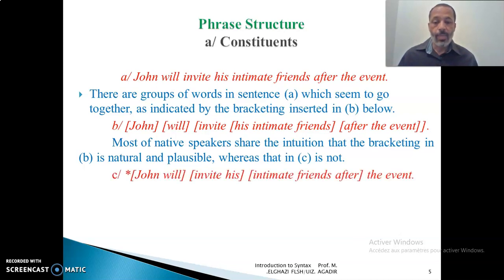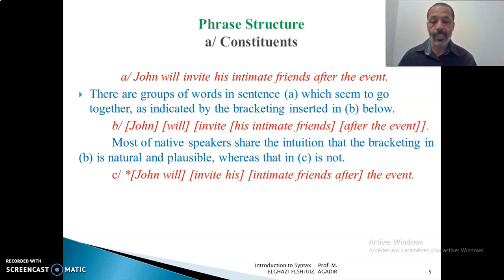But we cannot say that the bracketing that exists in sentence C consists of acceptable constituents. You cannot say that John will is a constituent. It has no function. You cannot say it is the subject or whatever. Invite his also is not a constituent. We cannot have a bracketing here which connects invite and his. Intimate friends after also is not a constituent. The event, yes, the event is a constituent because it's an NP.